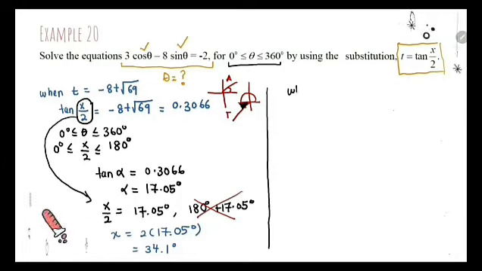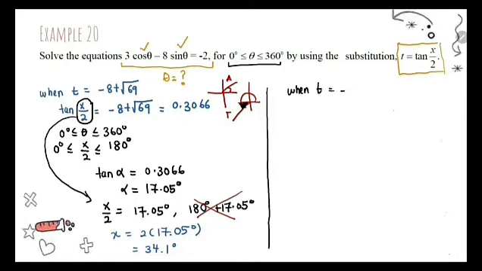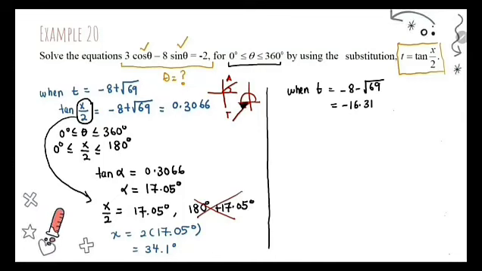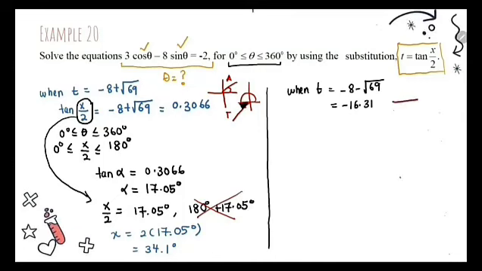For the second value of t, when t is negative 8 minus square root of 69, we will be getting negative 16.31. We know that the angle is in the second and the fourth quadrant. So the negative sign here is to determine which quadrant the angle belongs to. Tangent negative means the angle belongs to sine and cos, which is the second and the fourth quadrant.